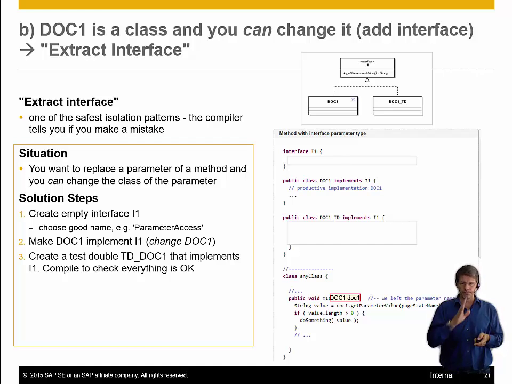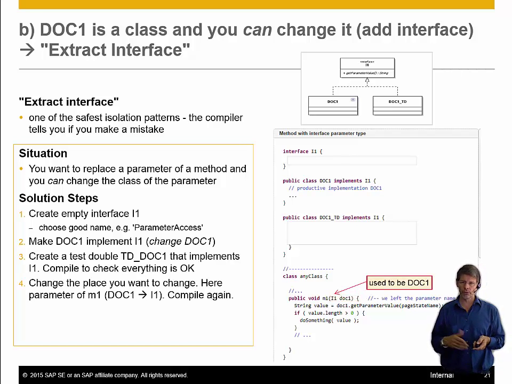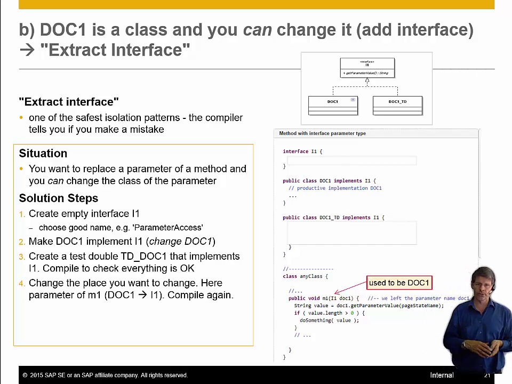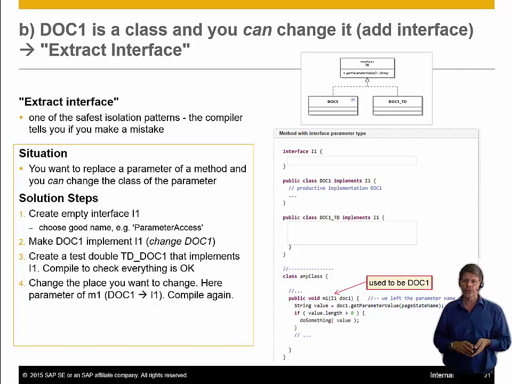So still M1 has this parameter type doc1. Step number one, or in this case, step number 4, considering the preparation, now you change the place that you want to change and put the interface in. So you change doc1 into an interface. You can keep the name of the variable, doc1, which is a little strange maybe, but you change it into an interface name. So if you see in the code, it used to be doc1, now it's I1.